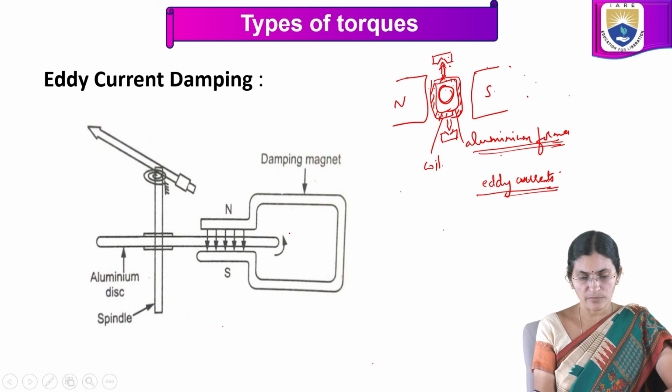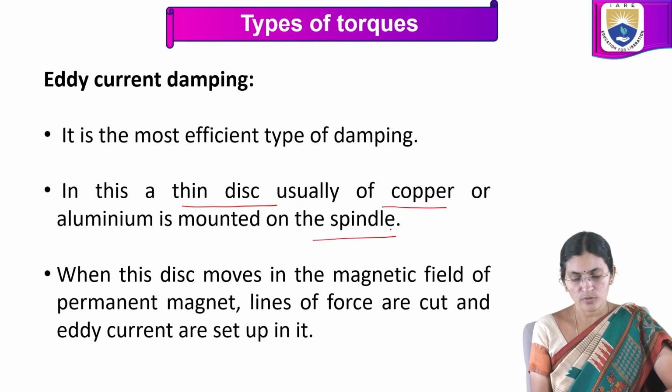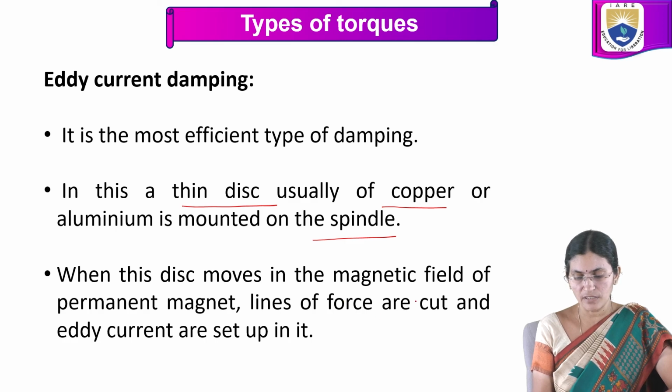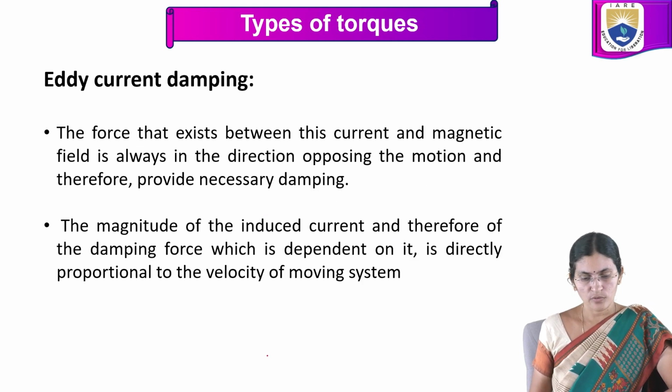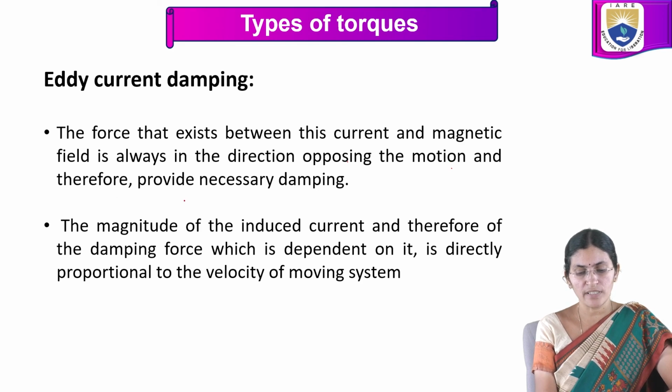Then this is the other type of arrangement. In this, we can see that there is a thin disc, usually of copper or aluminium, which is mounted on the spindle. When the disc is moving in the magnetic field of permanent magnets, the lines of force are cut and eddy currents are induced. The force that exists between this current and magnetic field is always in the direction opposing the motion, and thus provides the necessary damping. So it opposes the motion. This is according to Lenz's law.